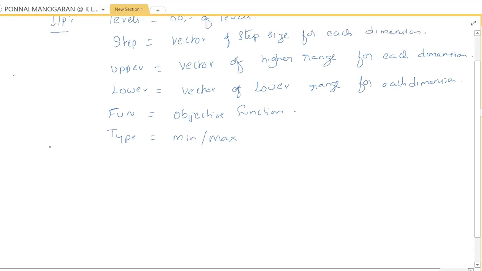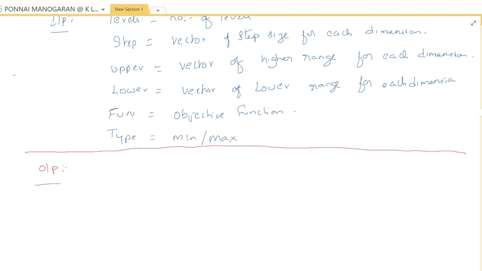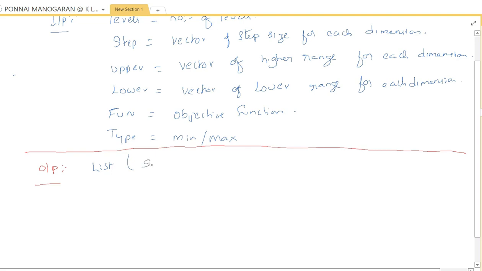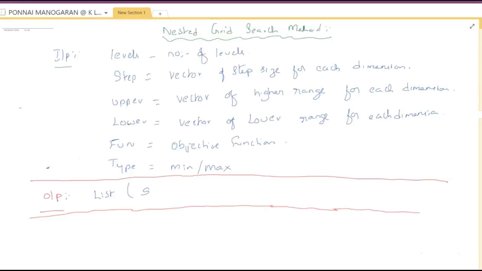So for this algorithm, the output is a list. The output consists of a list object with different elements: S dollar, the optimum solution, comma, and its evaluated value.